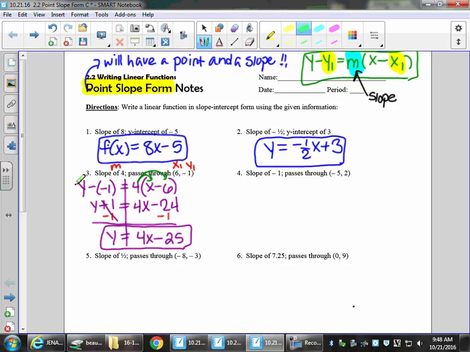Do we now have slope-intercept form? We do. Now, watch. The whole goal of what we did was to solve for y. Each step that we performed was getting y more and more and more by itself. Go ahead and try 4 on your own. Try number 4.